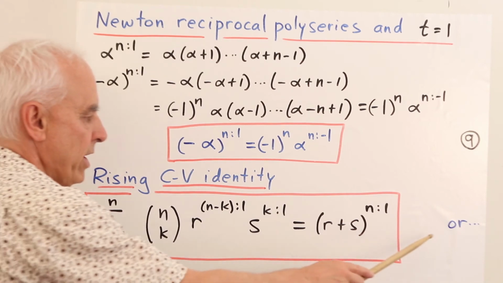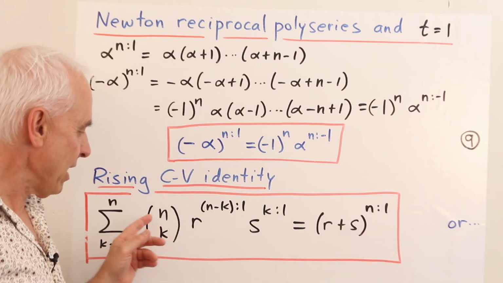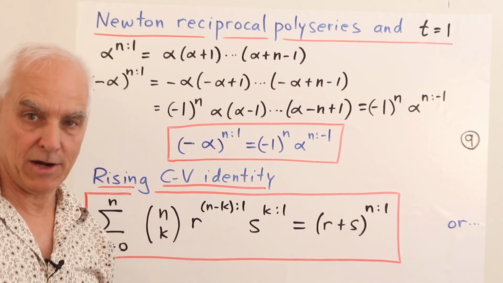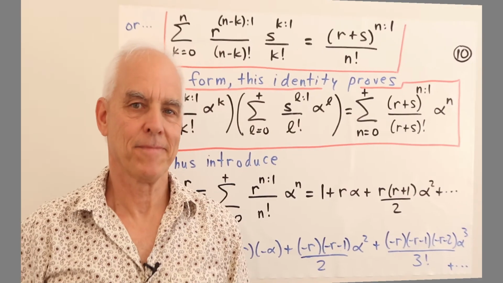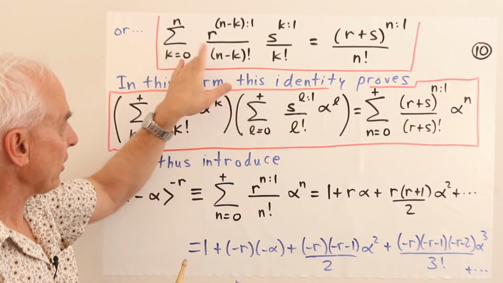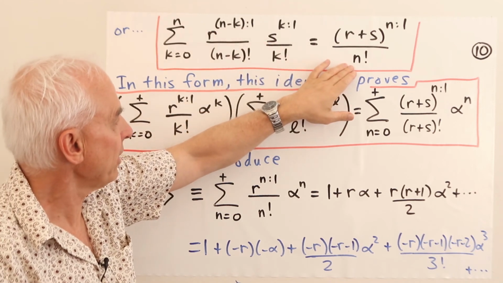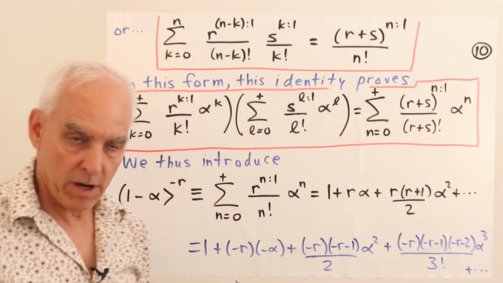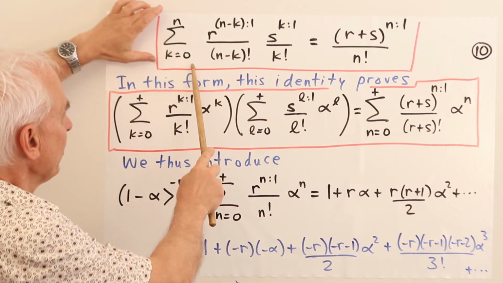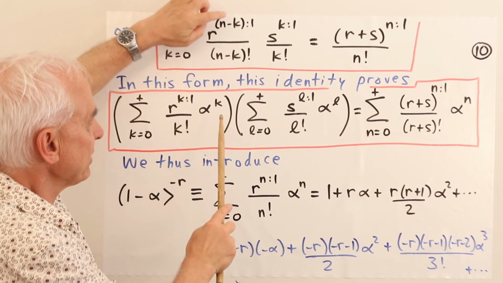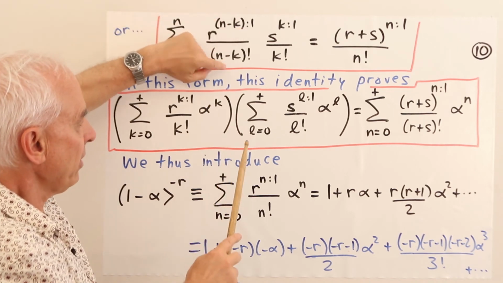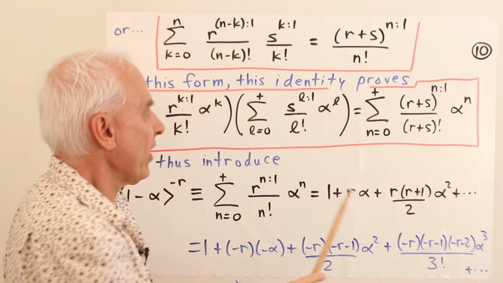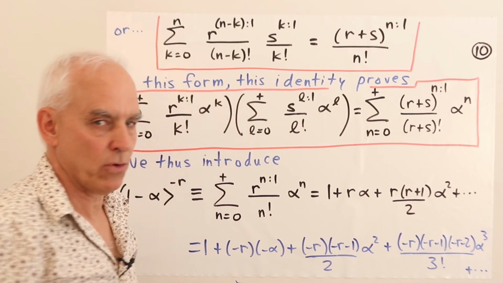And just as before, we are going to rewrite it a little bit by unpacking the factorials which are sitting here in this binomial coefficient. Okay, so once we've taken these factorials around, the n factorial comes down here. There's an n minus k factorial and a k factorial. Then the rising Chu Vandermonde identity looks like this. Summation k equals 0 to n, r to the n minus k colon 1 over n minus k factorial times s to the k colon 1 over k factorial equals r plus s to the n colon 1 over n factorial.